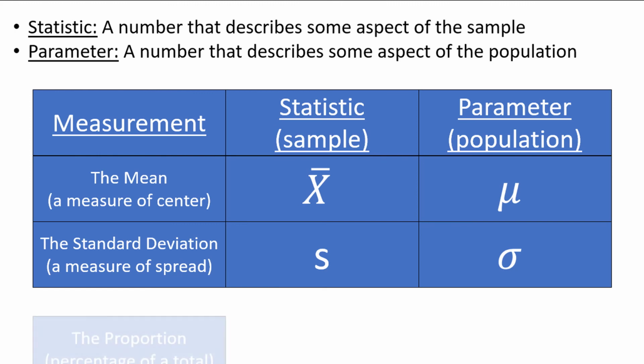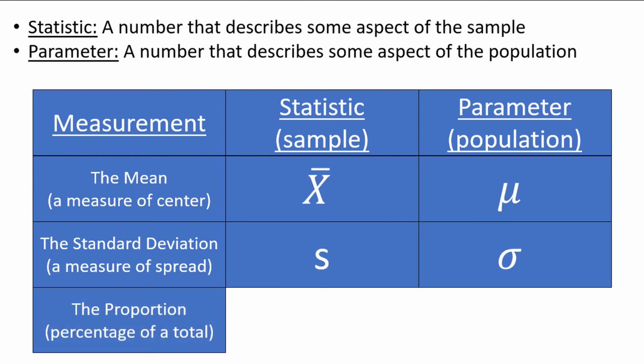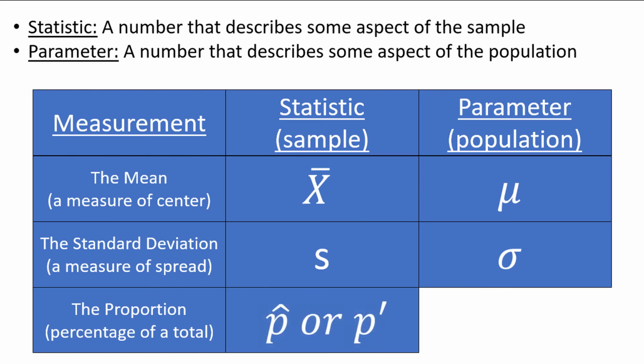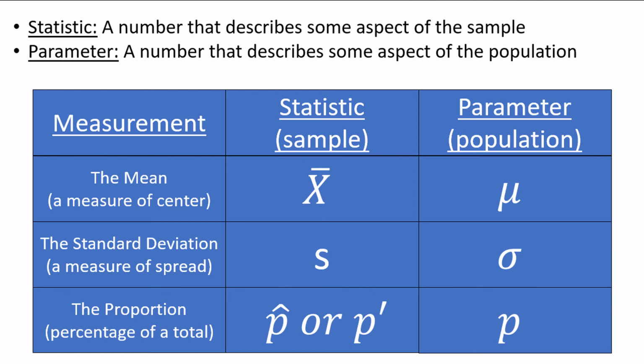Next up is the proportion, which is a percentage of some total, such as the percentage of coin flips that come up heads. The sample statistic for proportions is p hat, or p prime, and the population parameter is just p. P hat and p prime mean the exact same thing, and which one you will use will depend on your teacher, but I prefer p hat. These symbols will come back so many times to haunt you throughout your statistics course, so it's a good idea to get familiar with them now so they aren't so scary. I would write down this table in your notes so you have it for reference later when we start to use these symbols more frequently.